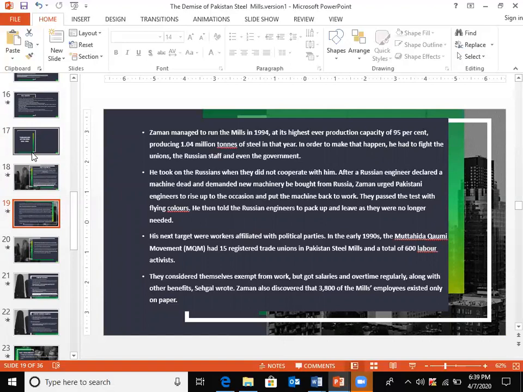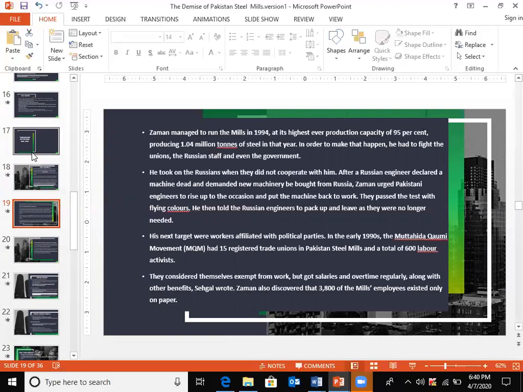So the Russian engineers were the ones who had made the steel mill. They had all the technical knowledge, but Mr. Zaman felt that there was no reason that Pakistani engineers couldn't do the job, and he felt that they needed to rise up to the occasion. And so he started testing whether or not Pakistani engineers would be able to do the work, and he was very pleasantly surprised. And so again, he basically sent a lot of the Russian engineers packing home. And then this was another area where a significant amount of costs were saved.